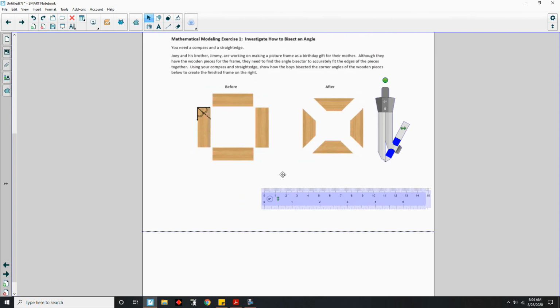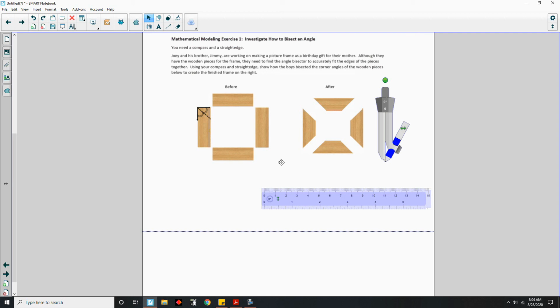Joey and his brother Jimmy are working on making a picture frame as a birthday gift for their mother. Although they have the wooden pieces for the frame, they need to find the angle bisector to accurately fit the edges of the pieces together. Using your compass and straight edge, show how the boys bisect the corner angles of the wood piece below to create the finished frame on the right.